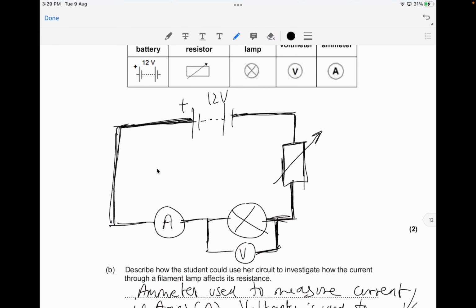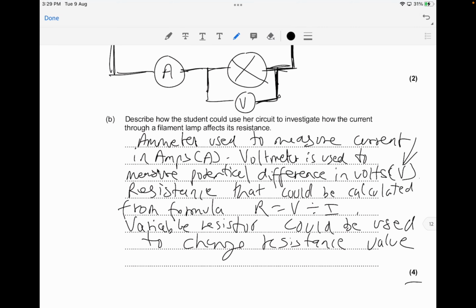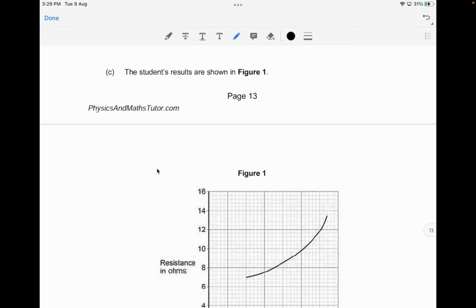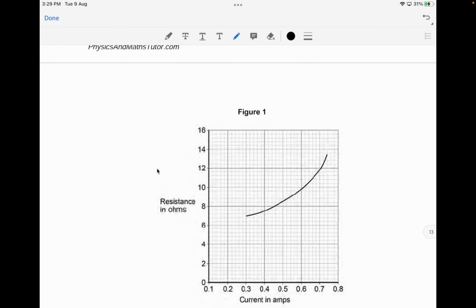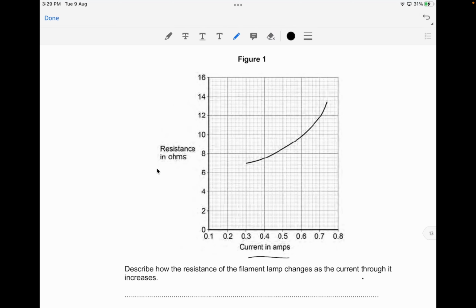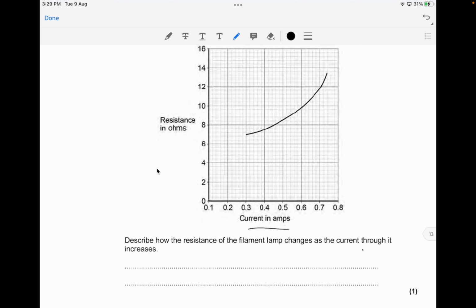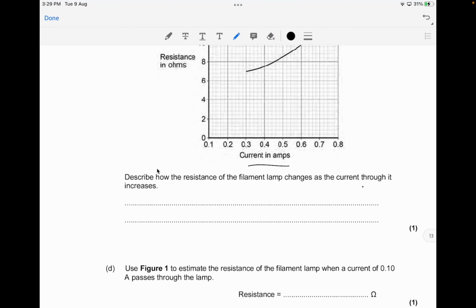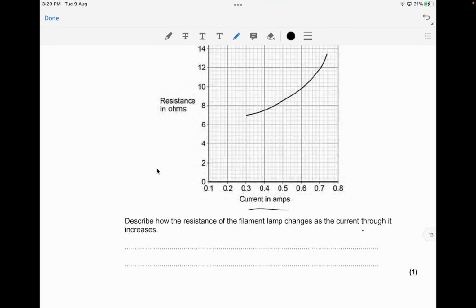I'm just going to hold this up for you guys to see the diagram again, and this answer as well. Alright, let's move on to the next question. The next question states that the students' results are shown in figure 1. You can see a nice little diagram there with the resistance in ohms along with the current in amps. You have to describe how the resistance of the filament lamp changes as the current through it increases.